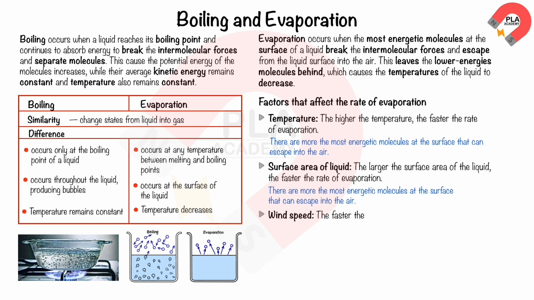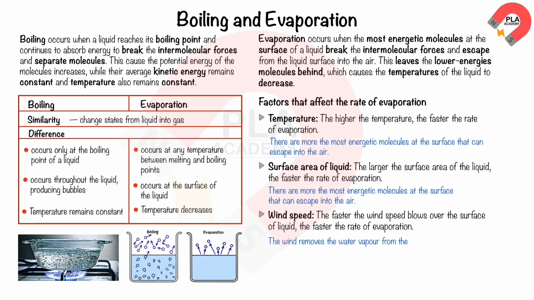Wind speed. The faster the wind speed blows over the surface of the liquid, the faster the rate of evaporation. This is because the wind removes the water vapor from the surface of the liquid, allowing more water vapor to escape.